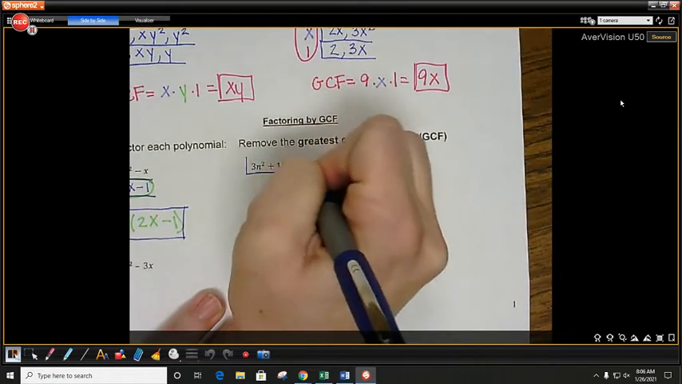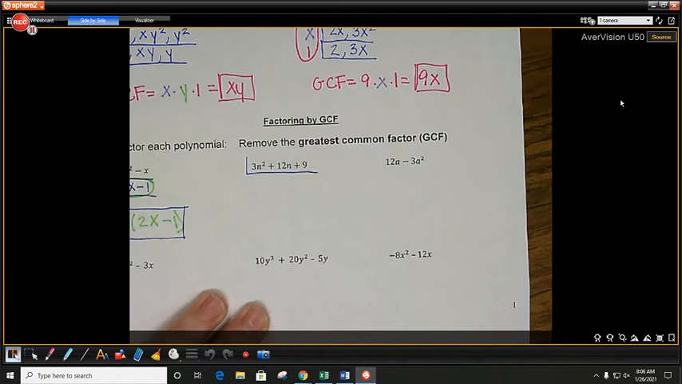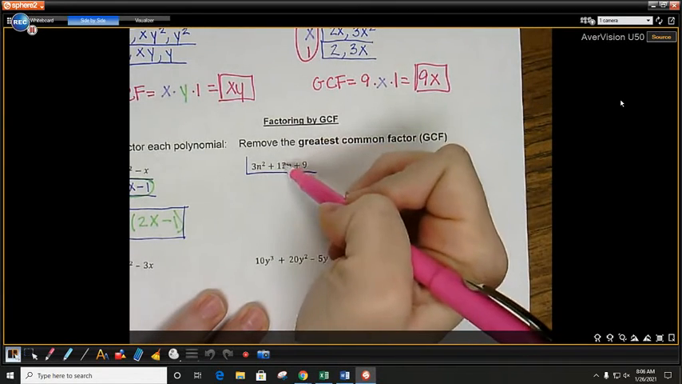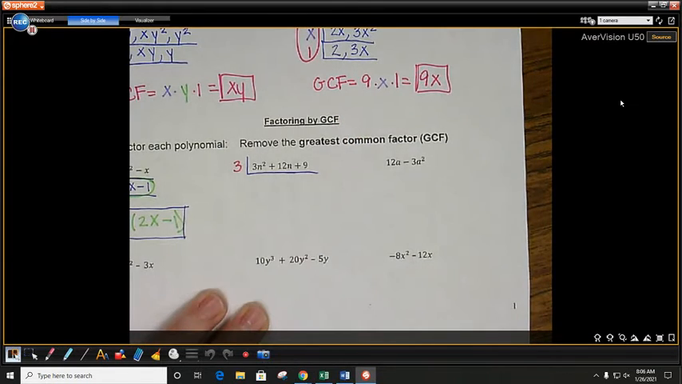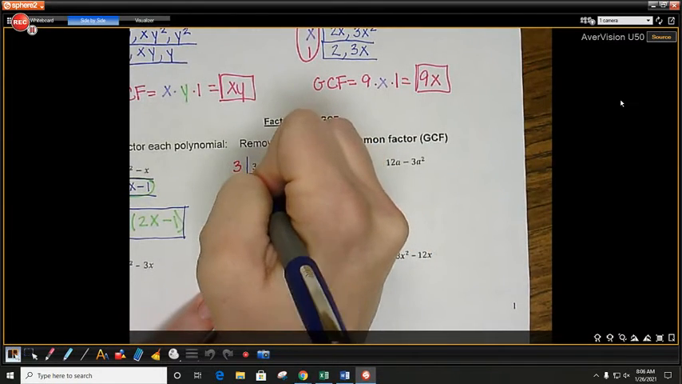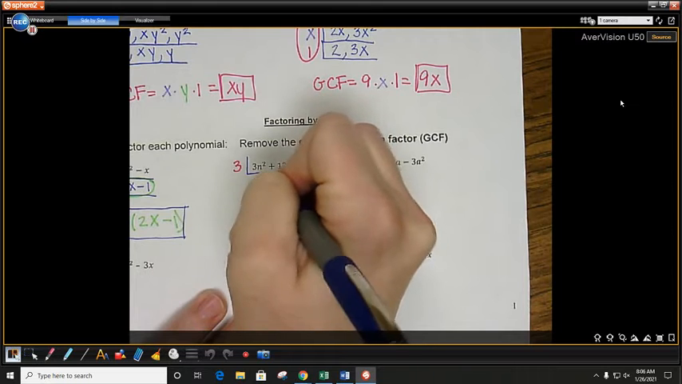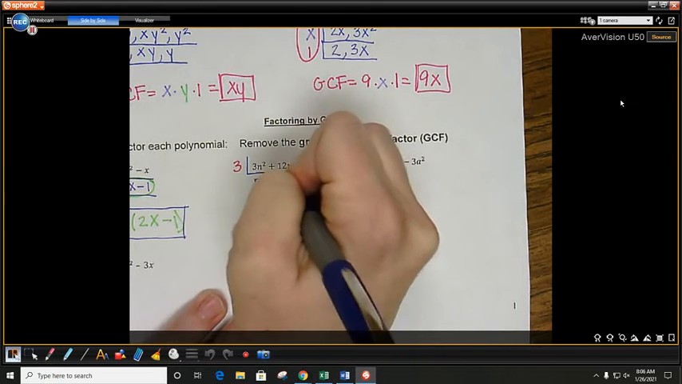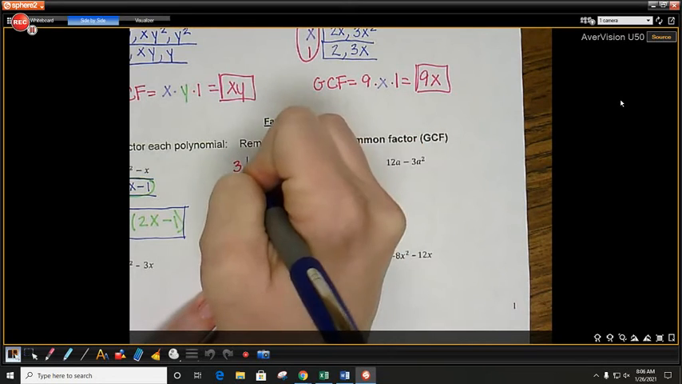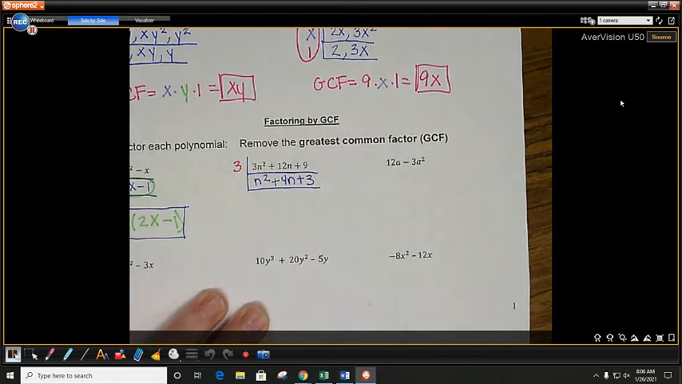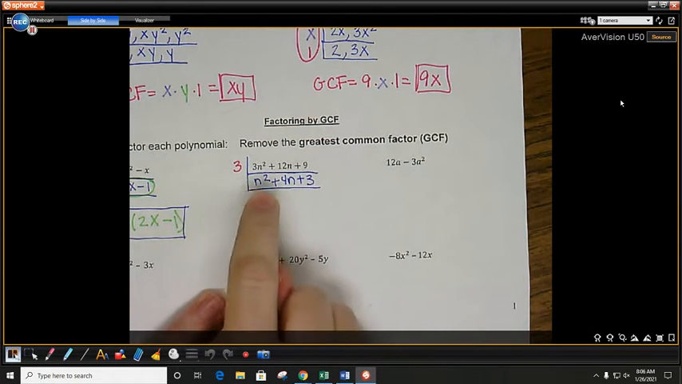Let's do our upside down division, and again, always start with your coefficients first. 3, 12, and 9. They're all divisible by 3. So if I take a 3 out, I have n squared plus 12 divided by 3 is 4n. 9 divided by 3 is 3, so plus 3. So this one doesn't have a coefficient, so I'm done taking out numbers. I'm done taking out coefficients, factoring them out.